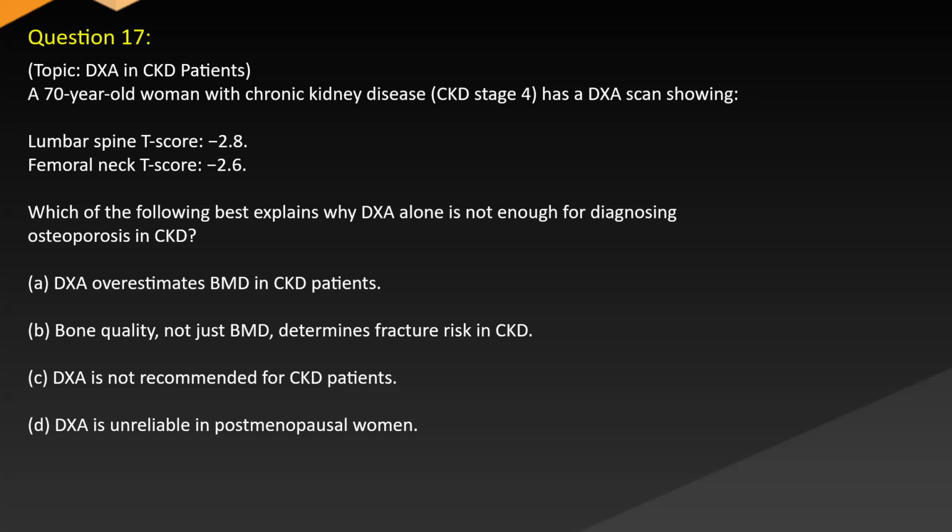A 70-year-old woman with chronic kidney disease CKD stage 4 has a DXA scan showing lumbar spine T-score negative 2.8, femoral neck T-score negative 2.6. Which of the following best explains that DXA alone is not enough for diagnosing osteoporosis in CKD? A. DXA overestimates BMD in CKD patients. B. Bone quality, not just BMD, determines fracture risk in CKD. C. DXA is not recommended for CKD patients. D. DXA is unreliable in postmenopausal women.